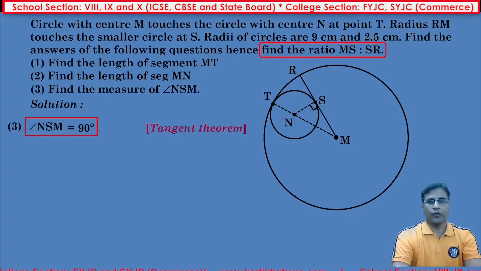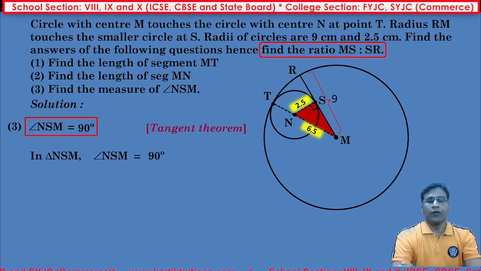We have to find the ratio MS is to SR. But the issue is we don't know the value of MS, we don't know the value of RS. Fine, let's try. Now see, if you observe the figure, we know the value of NM and we know the value of NS. Now first let's talk about triangle NSM. Now NSM is nothing else but a right angle triangle. Now whenever we come across a right angle triangle, we always think first about the Pythagoras theorem.